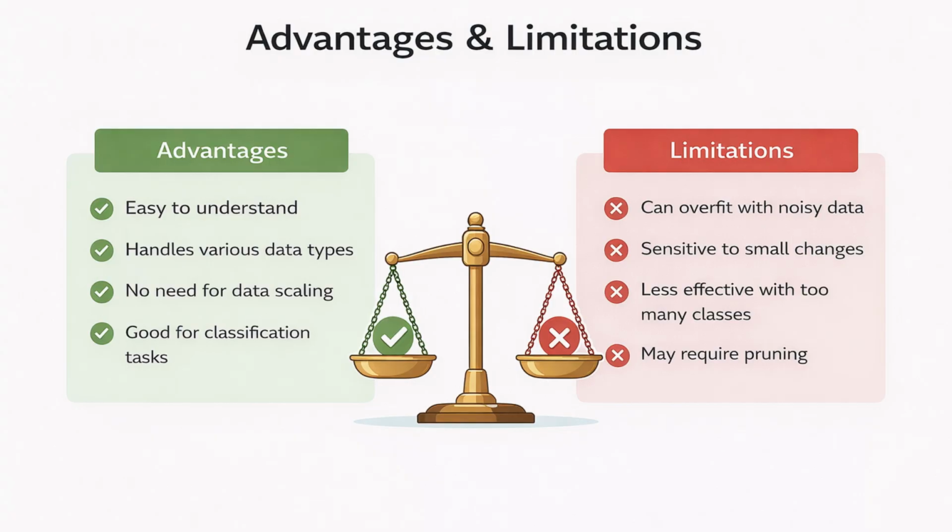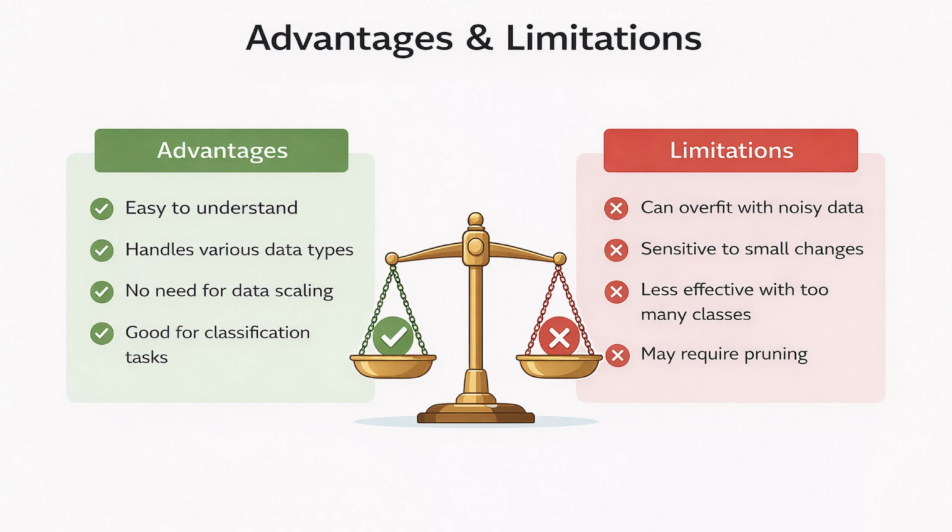Decision trees have several advantages. One major advantage is that they are very easy to understand. You can clearly see how the decision is made step by step. They also work well with different types of data and usually require less preparation compared to other models. Because of their structure, they are especially good for classification problems.